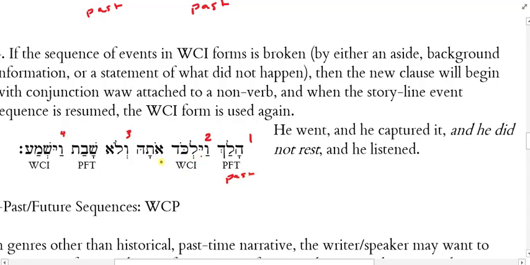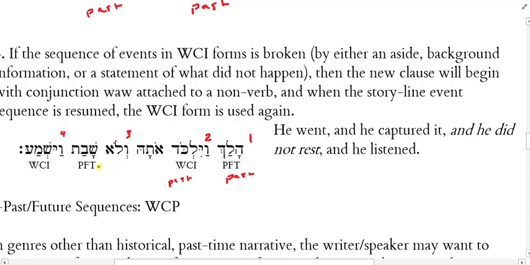Vayilkod otah is a vayiktol or WCI. Notice the special vav pointing, doubling dot in the yod. So he went and he captured it. That's also past time, isn't it? He went and he captured it. That's a 3FS pronoun suffix attached to the direct object marker. Probably the city. Now the next one is a break in the sequence because this is what he didn't do.